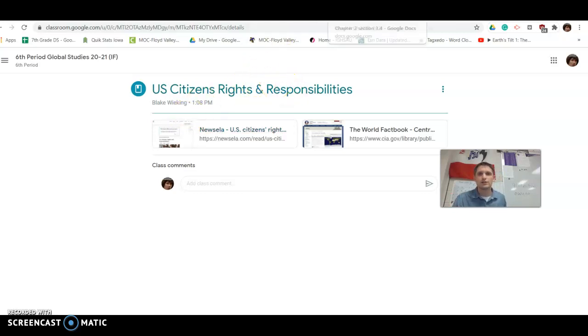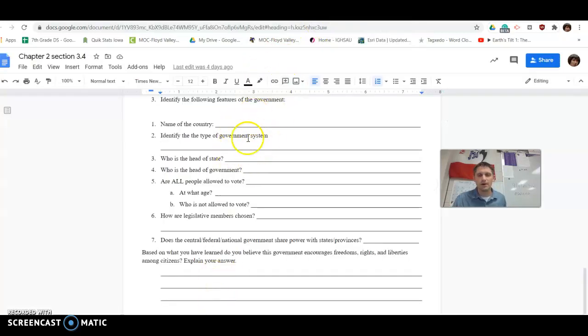And then you can finish the assignment by exploring on your own a country of the world. I'll provide you feedback after you turn this assignment in. That should help guide you in making sure you have the correct answers.